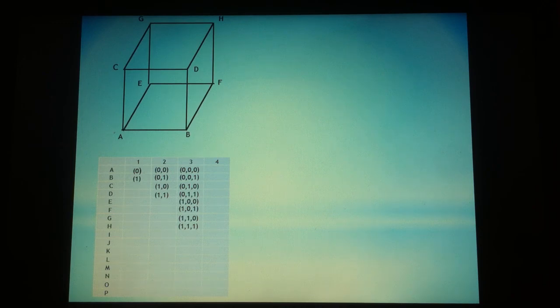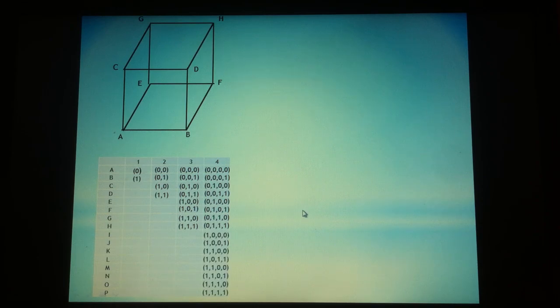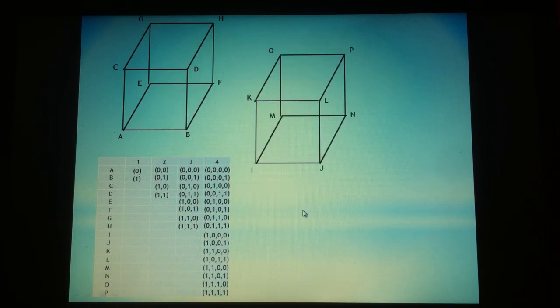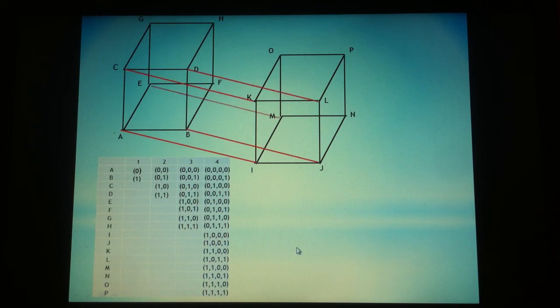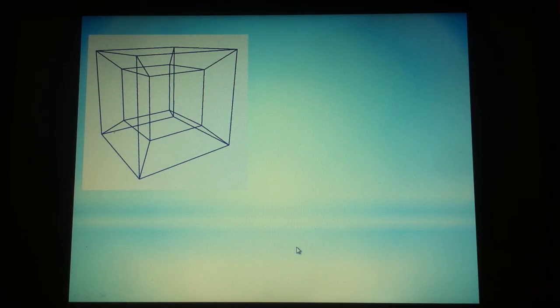To form a four-dimensional cube, we add an extra coordinate to each of the points A through to H in the three-dimensional cube with a value of 0. Create a new three-dimensional cube, I, J, K, L, M, N, O, and P, with a value of 1 in the new coordinate. Join the points 0,X,Y,Z to 1,X,Y,Z. So now we have a four-dimensional cube represented on a two-dimensional surface. This is another representation of a four-dimensional cube.